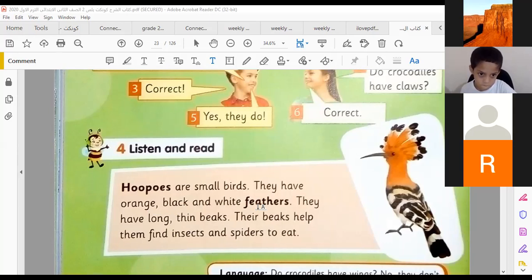Feathers. Repeat after me, students. Feathers. These are feathers, students. See here, here, and here. And also it's here in the wings. Do you know feathers now, students? Do we have feathers in our body? No, we don't. Good.